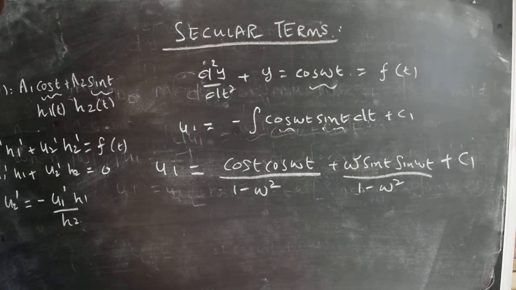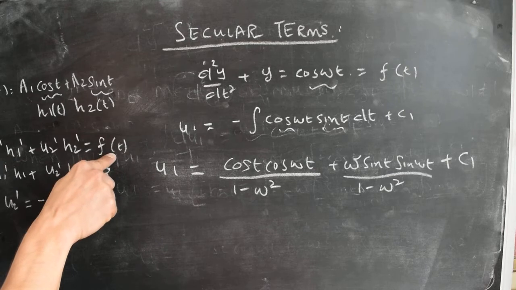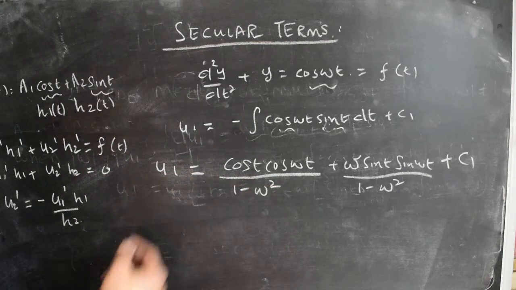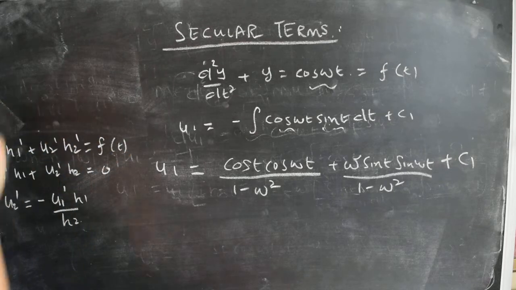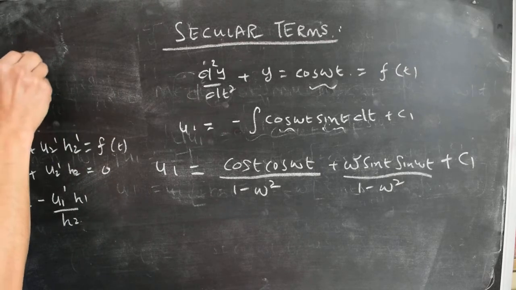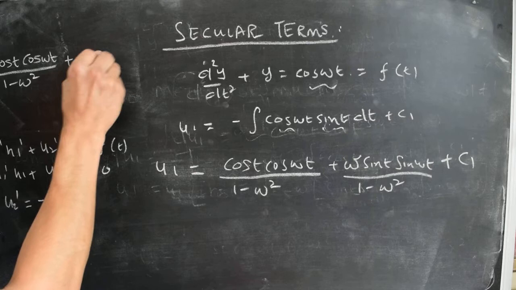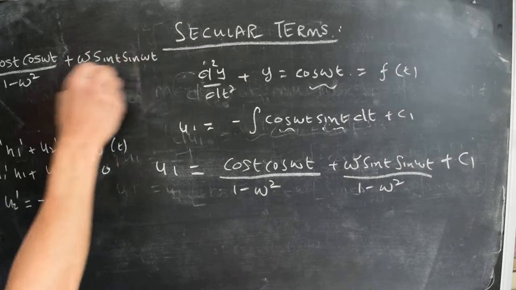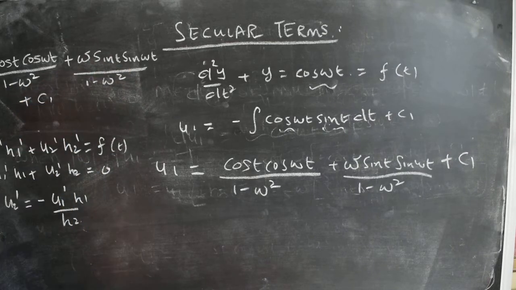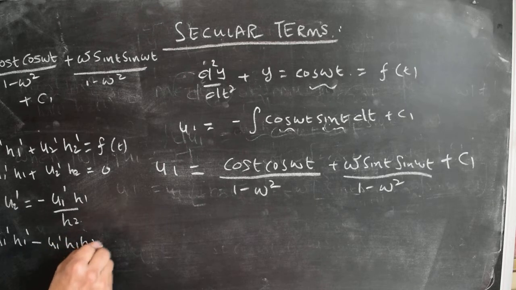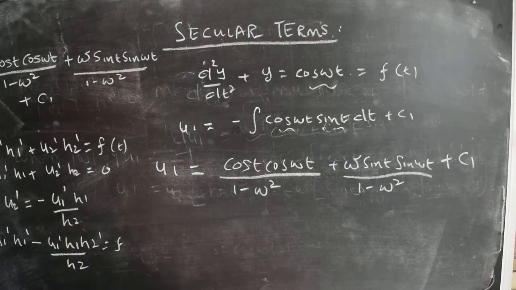But we already know what u1 prime is, because when we substituted in this equation, we figured it out. So let's use that to find u2 prime, and keep track of what u1 is, which we've already worked out. So let's write u1 somewhere here. We know u1 is cosine t cosine omega t divided by 1 minus omega square, plus omega sine t sine omega t divided by 1 minus omega square, plus a constant c1. And just as a reminder, from here, u1 prime h1 prime minus u1 prime h1 h2 prime divided by h2 is the forcing function. Okay.